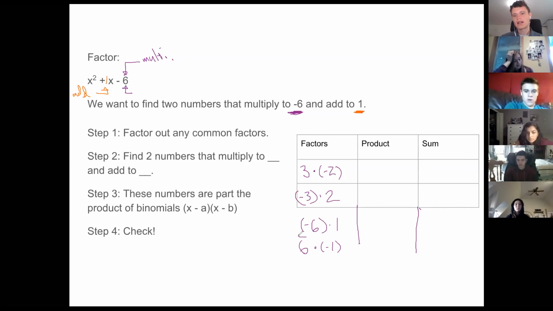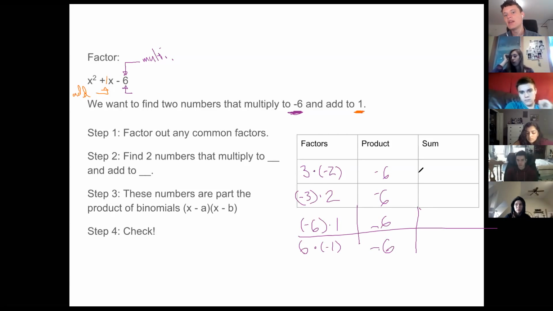I've done my work correctly, so I know that the product of each of these is going to be -6, -6, -6, and -6, right? But what do we get if we add these together? Well, 3 plus -2, that's a sum of 1. -3 plus 2, that's a sum of -1. And then -6 plus 1 would give us -5. 6 plus -1 would give us 5.